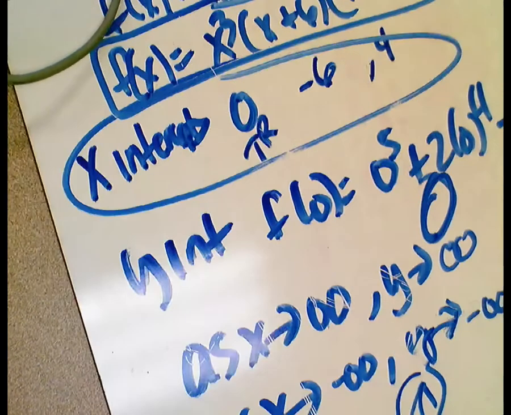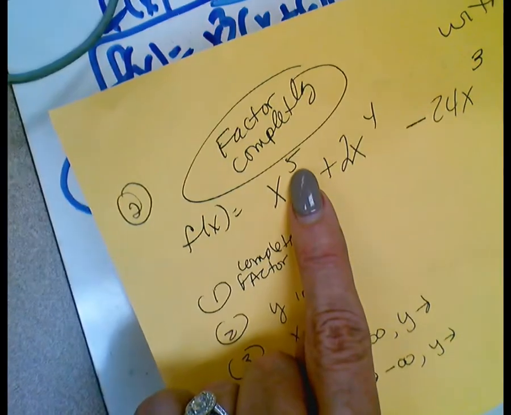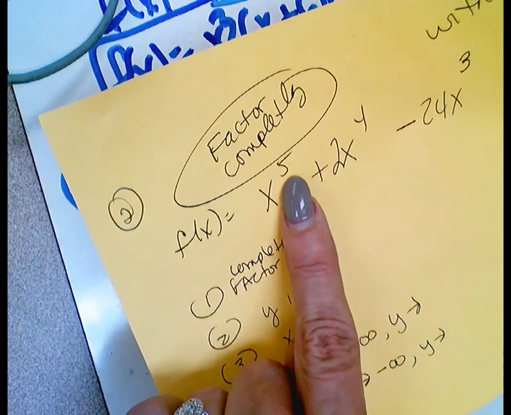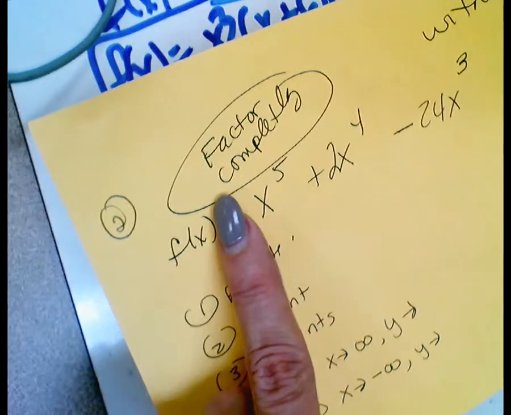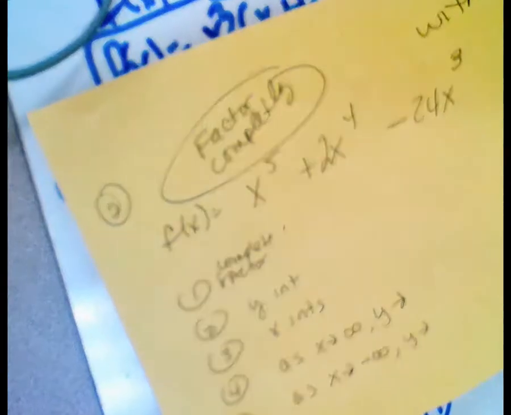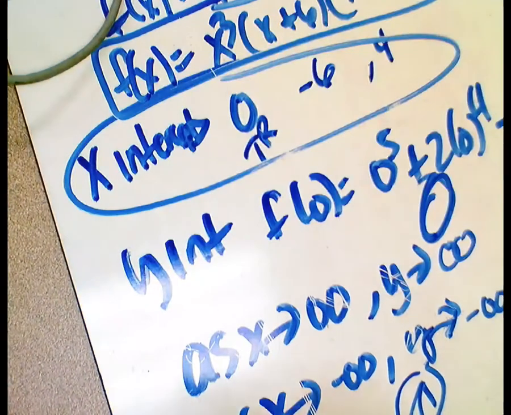Because that's an x to the fifth. Odds, one goes up, one goes down. And it's always the right hand up, left hand down if it's positive. If that would have been a negative, it would have been the left hand up and the right hand down. Okay, that's it for that problem.